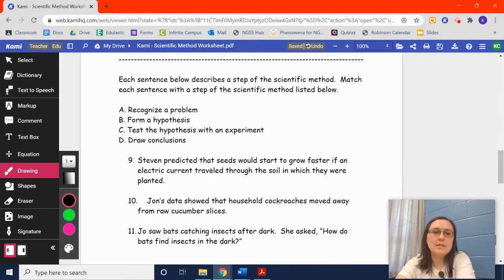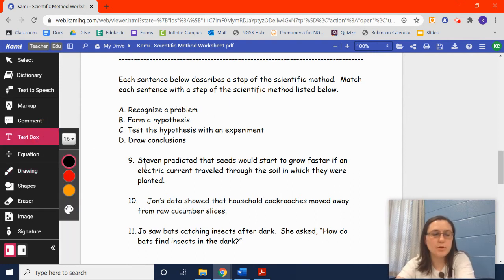And last, each sentence below describes a step of the scientific method. Match each step with a step of the scientific method listed below. So we have A, recognize a problem, B, form a hypothesis, C, test the hypothesis with an experiment, and D, draw conclusions. So you can just go in here and you can just write A, B, C, and D. You don't have to write this out unless you just want to.